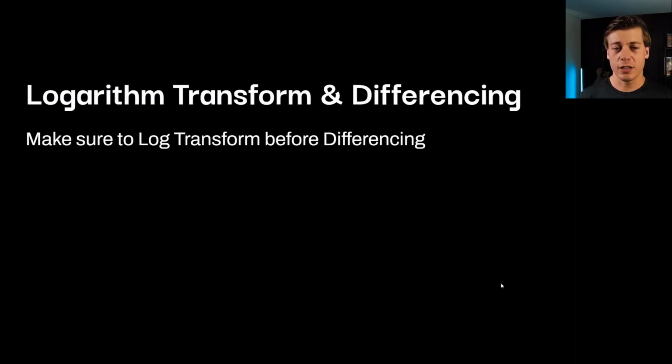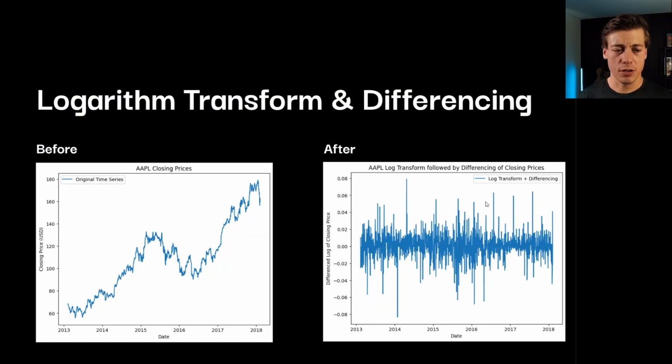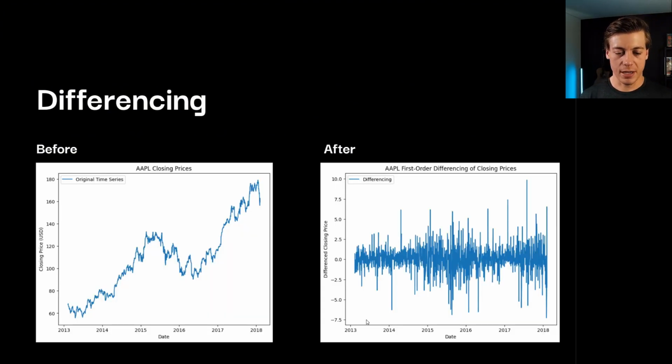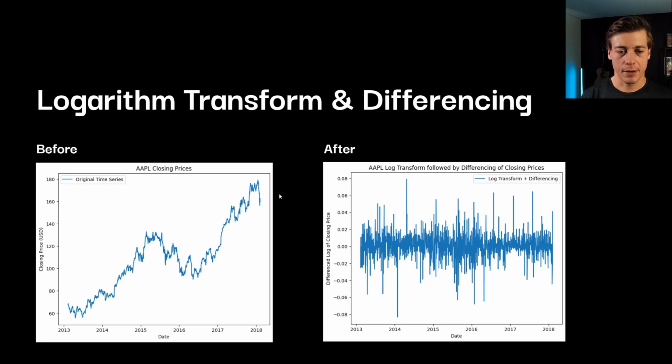Okay, so log transform and differencing. You can actually combine both of these to make stationary data. Always log transform first before differencing. It's super important to do so. You can see this example here: our before, and here is our after, from -8 to the positive 0.08. And just to show you, this went from -7.5 all the way to 10. So our data is compressed quite a bit, right?